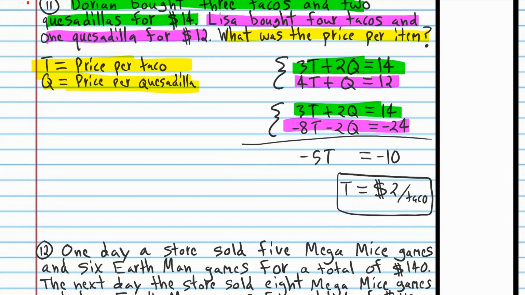Now we have to find the price per quesadilla. We can take either of these equations. I'm going to take the purple one. That's going to be a little easier, and we can just plug in 2 for t. So 4 times 2 plus price per quesadilla, which is what we're looking for. And that 4 times 2 is 8. And subtract 8 from both sides. I guess I can leave more room there.